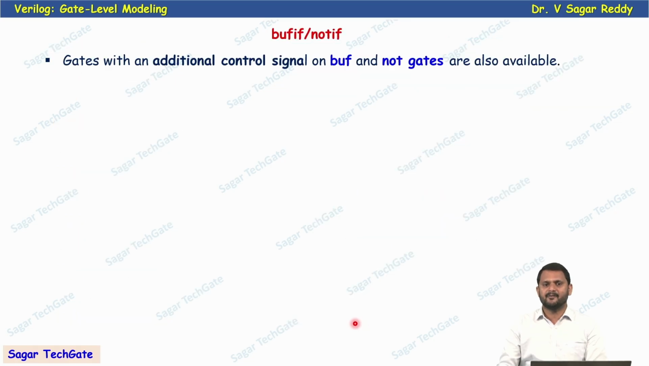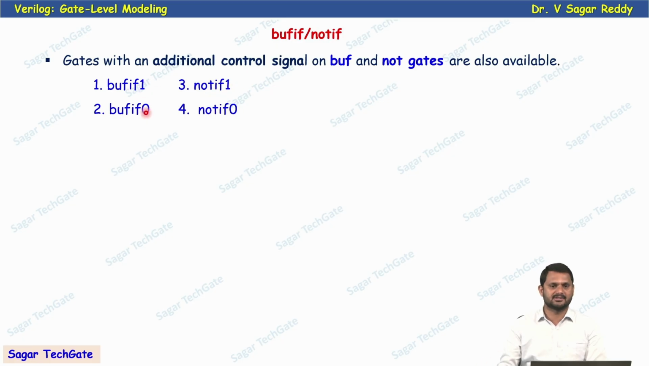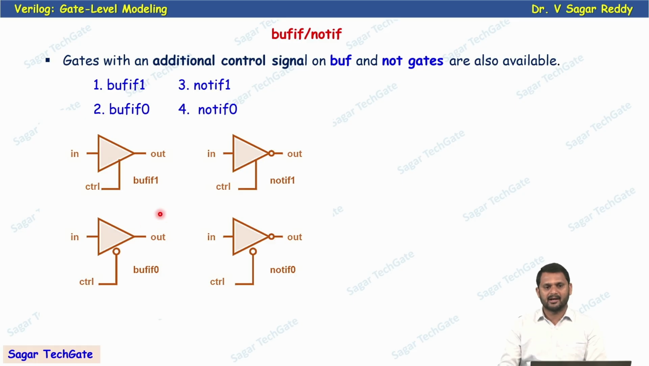Now see, these are the different gates with additional control signals; buffer and NOT gates are also available in Verilog. If you want to build some digital circuits, we need these buffers and NOT gates. These are bufif1 and bufif0, notif1 and notif0. This if1, if0 are the control signals. Now the corresponding diagrams for these.